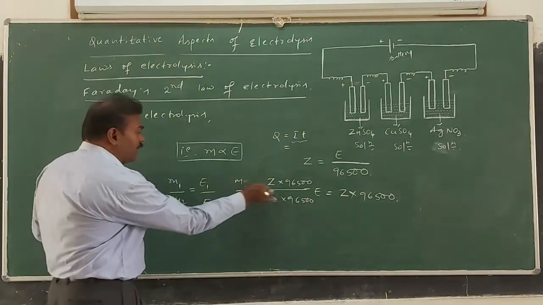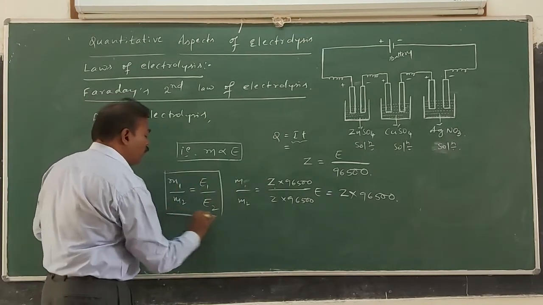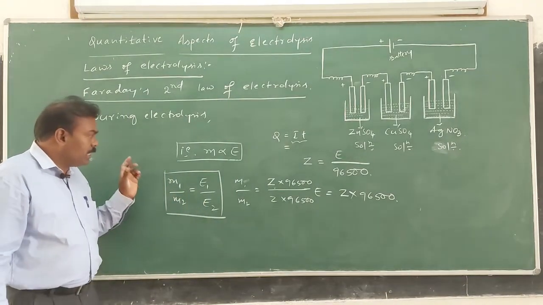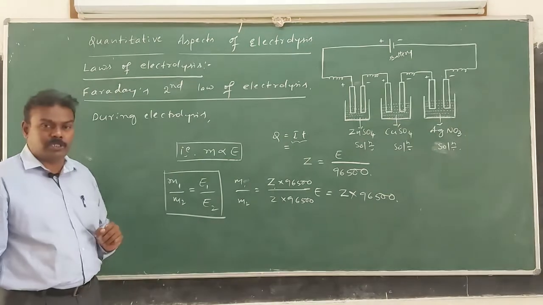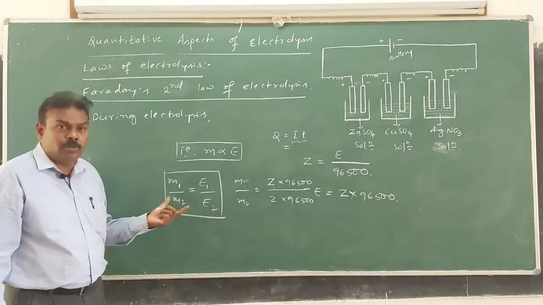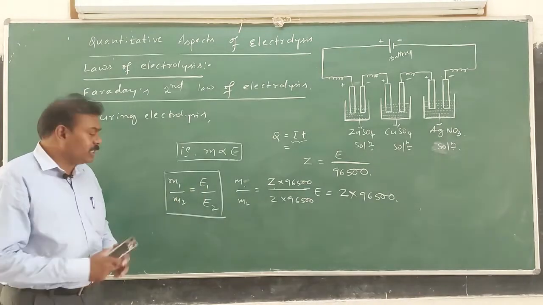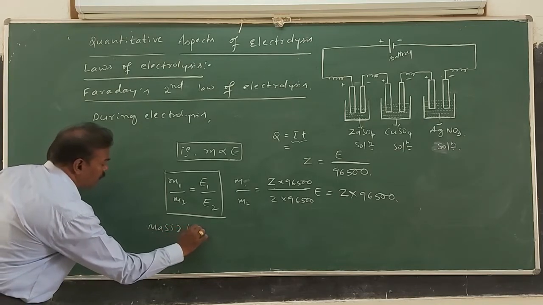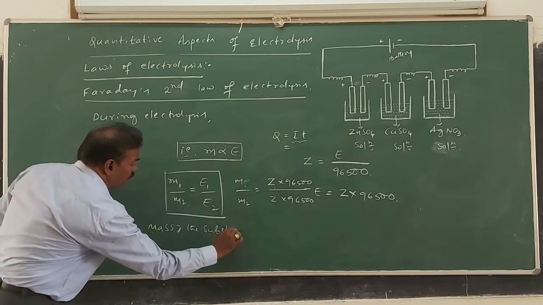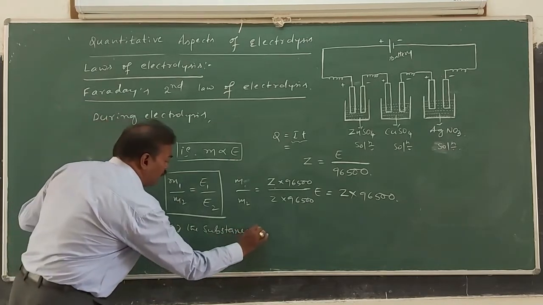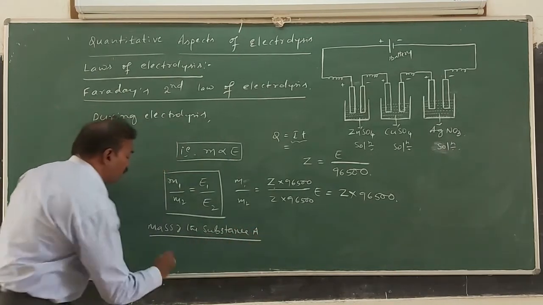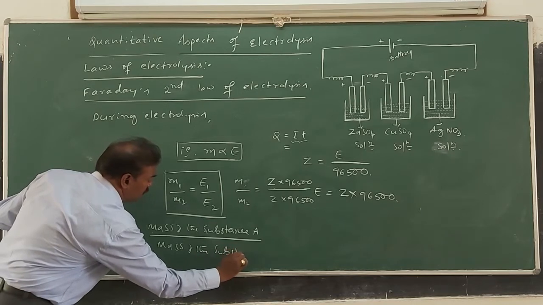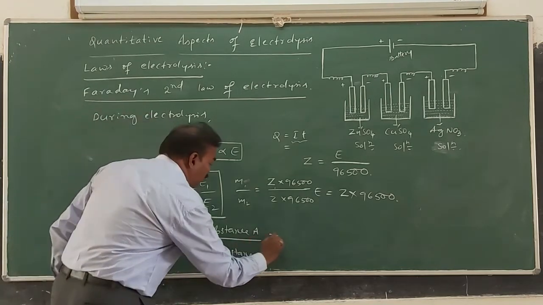So instead of writing this relation, we take M1 by M2 is equal to E1 divided by E2. This is what is called the expression for Faraday's second law of electrolysis. In order to solve the numerical problems, we go through this relation. M1 by M2: M1 is the mass of the substance A, and M2 is the mass of the substance B.